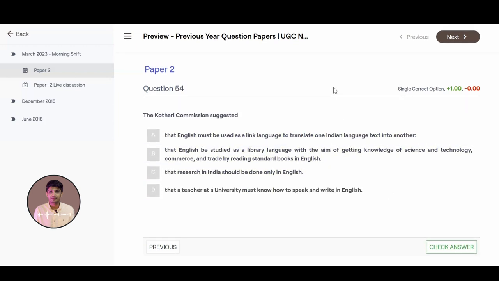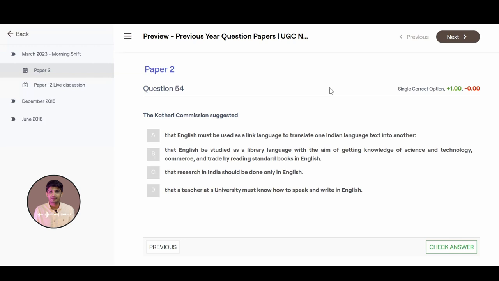This is one classic question. Every time in the NET exam, you have a question from education commissions, the English education commission. So the Kothari Commission is an oft-repeated topic. Kothari Commission suggested: A, that English must be a link language to translate one Indian language text to another; B, that English be studied as a library language with the aim of getting knowledge of science and technology, commerce and trade by reading standard books in English; C, that research in India should be done only in English; and D, that a teacher at university must know how to speak and write in English.